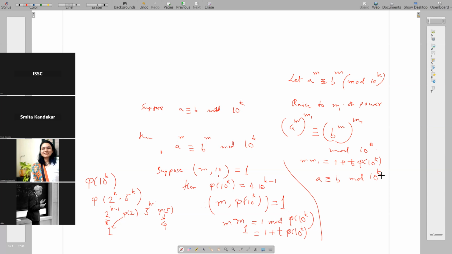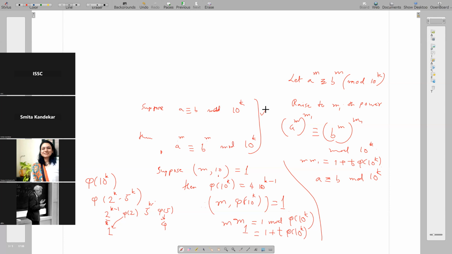But there is a small catch here. I didn't say anything about A and B; I said about the power. Suppose A is equal to B mod 10. This is done. Now I am saying the converse. Suppose I start with this and I want to get A congruent to B. That is the converse problem I want to deal with.